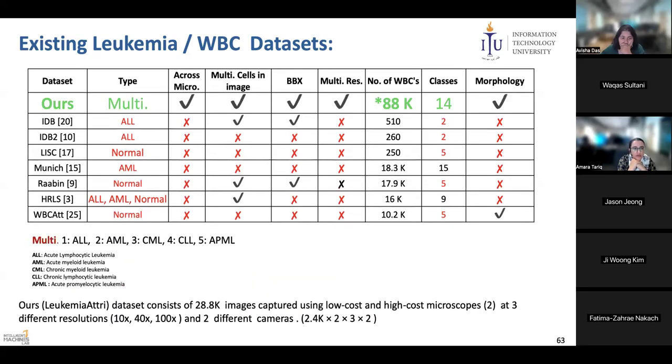In our dataset, we have 28,000 images captured using low and high quality microscopes. There is one-to-one correspondence between the different resolutions and the different microscopes. We captured the data at 3 different resolutions with 2 different cameras: a high quality microscope camera, a low quality camera, and also a simple mobile phone. We have around 88,000 cells and 14 classes. Again, we believe this is one of the largest datasets on leukemia, and it is also publicly available.